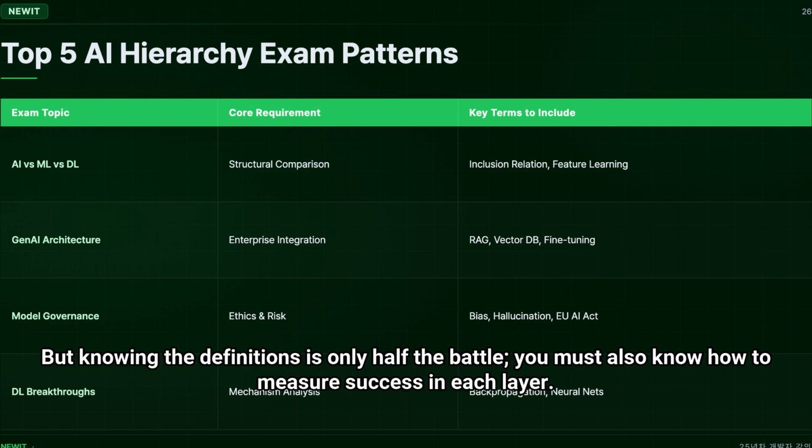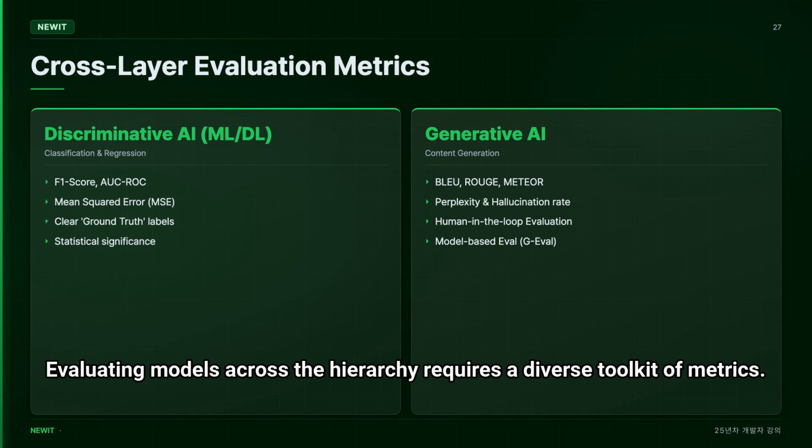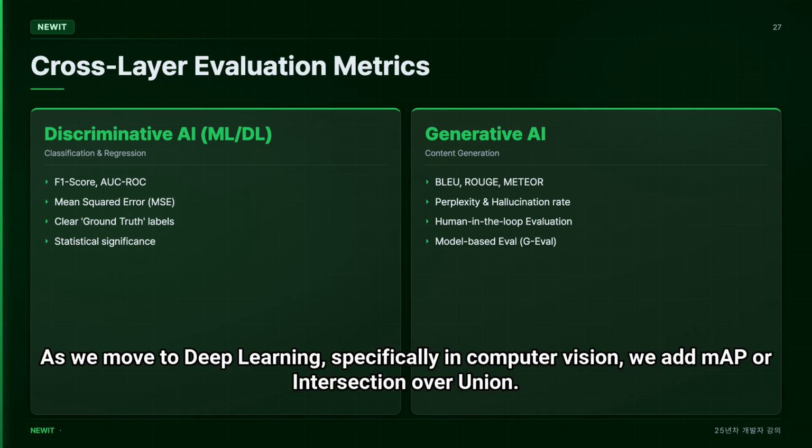But knowing the definitions is only half the battle. You must also know how to measure success in each layer. Does an F1 score work for a chatbot? Let's find out. Evaluating models across the hierarchy requires a diverse toolkit of metrics. For machine learning, we focus on statistical metrics like precision, recall, and the F1 score. As we move to deep learning, specifically in computer vision, we add mAP or intersection over union.